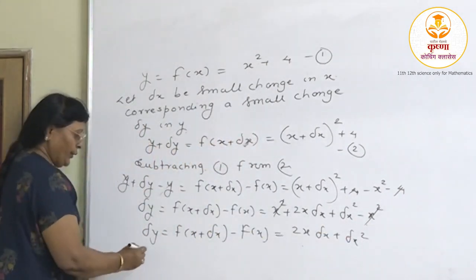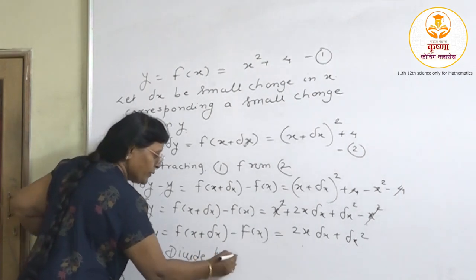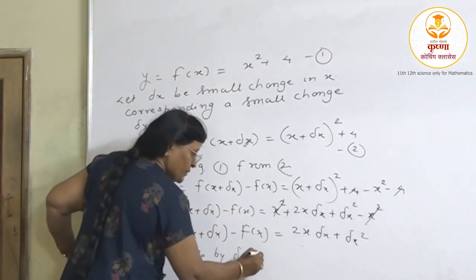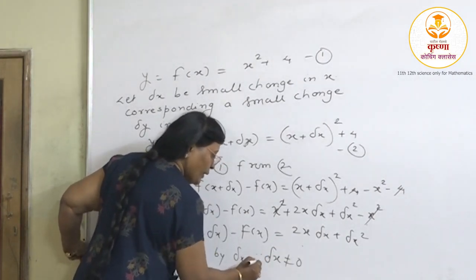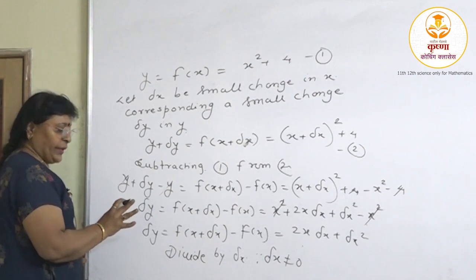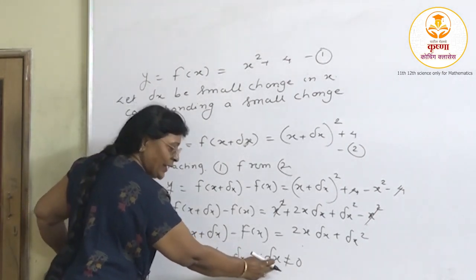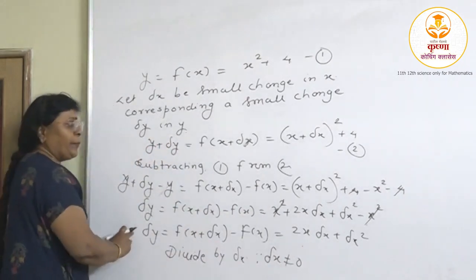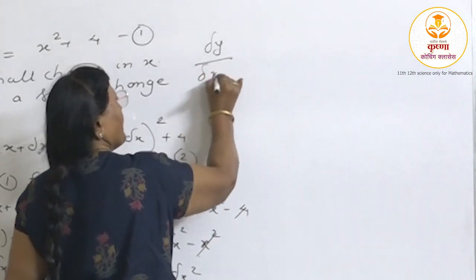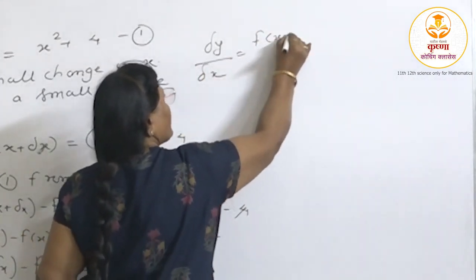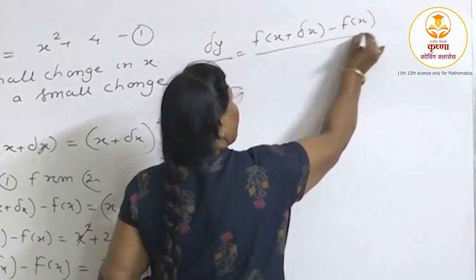Now see what you have to do. Divide by del x. Since del x is not equal to 0, because the small change we have taken is not equal to 0, as del x is not equal to 0, you can divide by del x. Therefore del y divided by del x is equal to f of x plus del x minus f of x divided by del x.